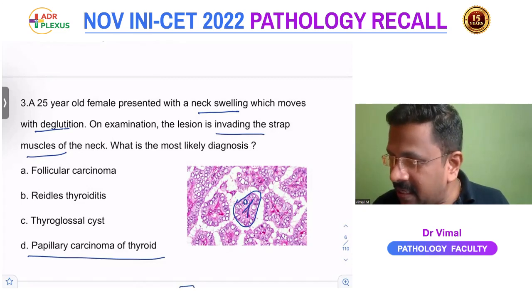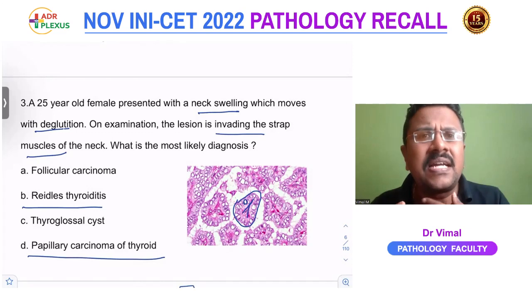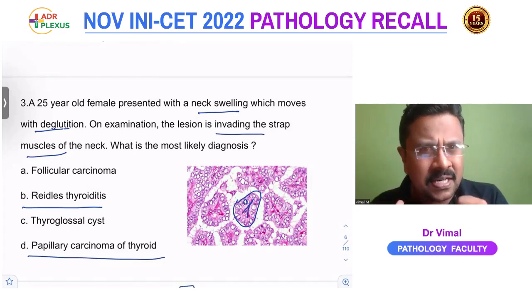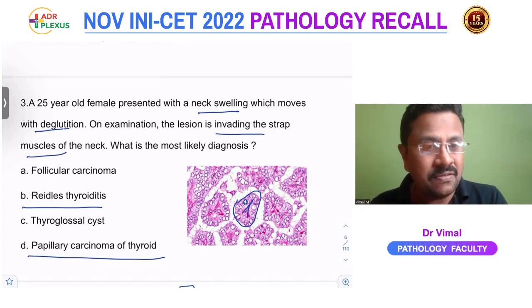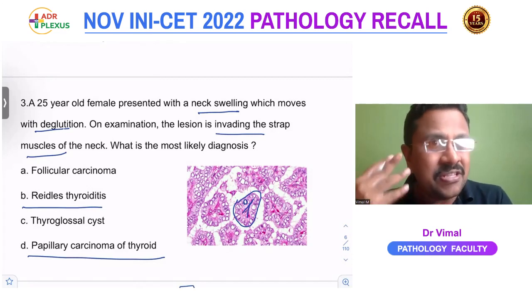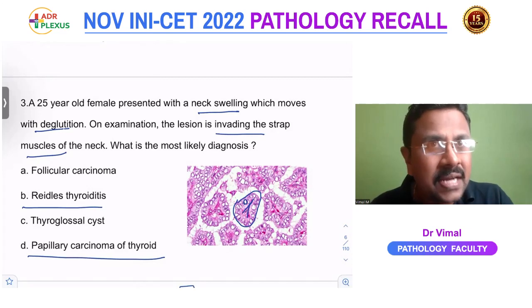Thyroiditis is a non-neoplastic one. It is a fibrosing lesion which can constrict and cause obstructive symptoms all over the neck, resulting in respiratory obstruction. Thyroglossal cyst will not have an infiltrative nature like invading the strap muscles, and also will not have this kind of papillary projection. So with this, we come to a diagnosis of papillary carcinoma of the thyroid.